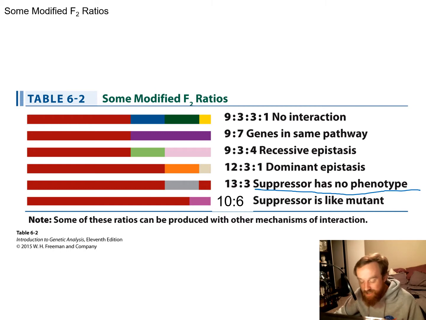So I might ask you, it might come up in a matching, what a 13:3 ratio is, but we didn't go over any examples. And then ignore this mutant part, but the 10:6 ratio was the suppressor example.